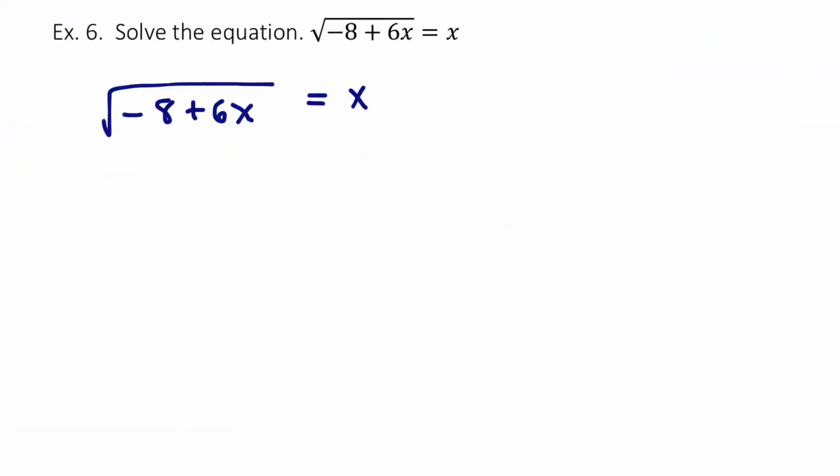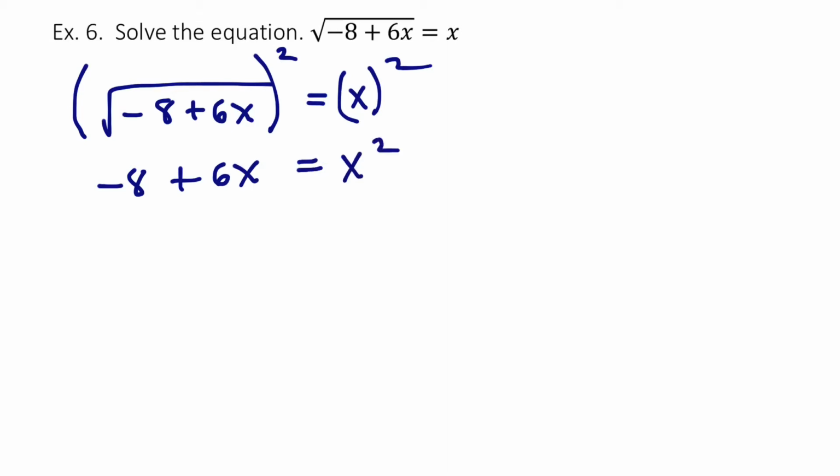So I'm going to solve this equation. I've got a variable on either side. So I want to lift off the radical first thing. So I'm going to square both sides. So I get negative 8 plus 6x is equal to x squared. So this isn't a linear equation. This is a quadratic equation because of that square.